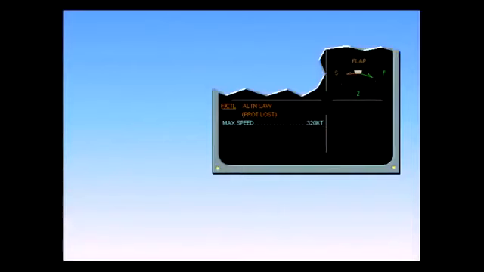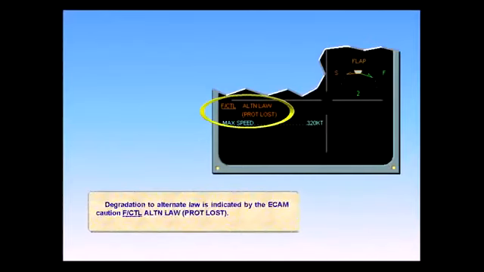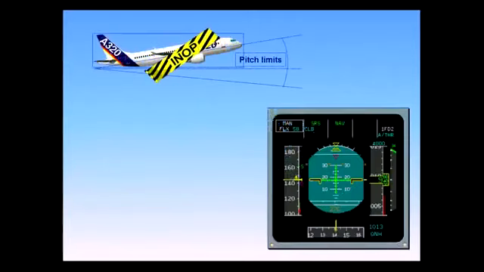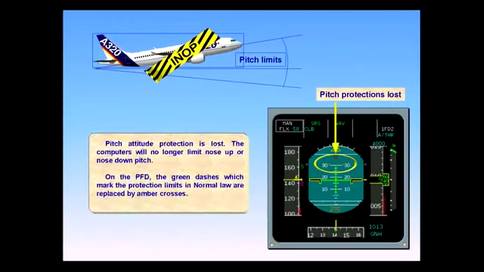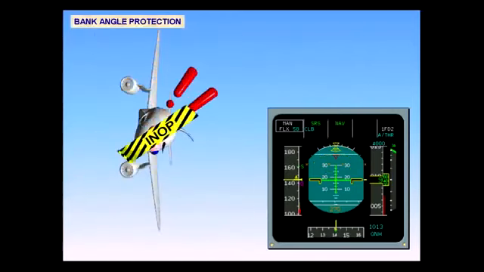Degradation to alternate law is indicated by the ECAM caution, Flight Control Alternate Law, Protection Lost. Pitch attitude protection is lost. The computers will no longer limit nose-up or nose-down pitch. On the PFD, the green dashes, which mark the protection limits in normal law, are replaced by amber crosses. Bank angle protection is lost. On the PFD, the green dashes are replaced by amber crosses.